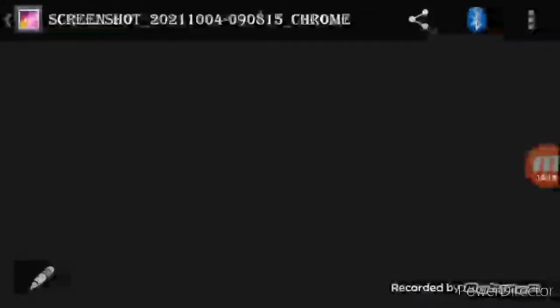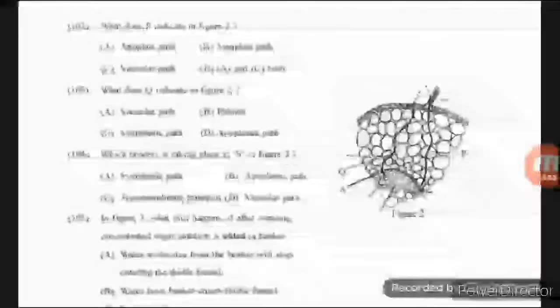So here again, that question they have asked is based on the figure. So based on the figure they have asked another question, that is question number 102. In figure 2 they have asked, what does P indicate in figure 2? What does it tell you about?